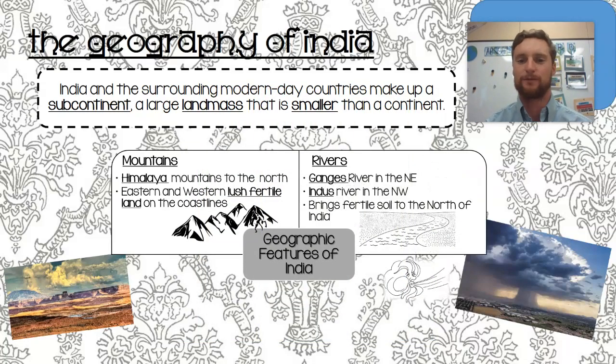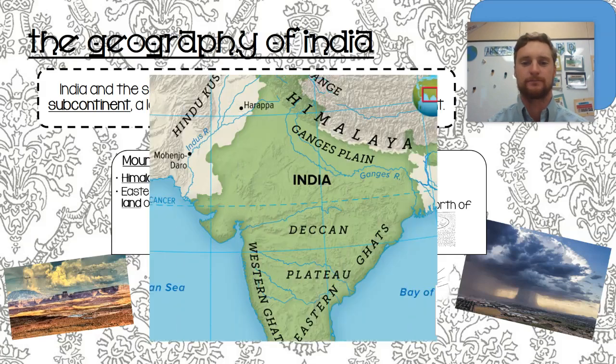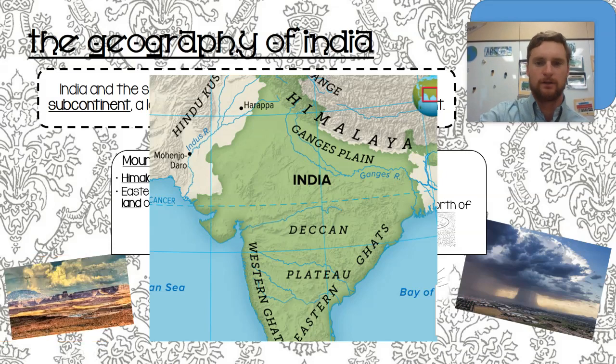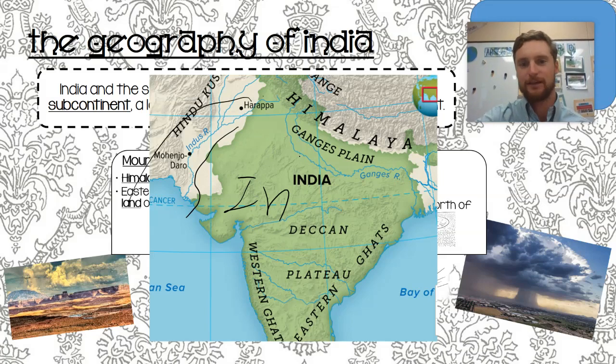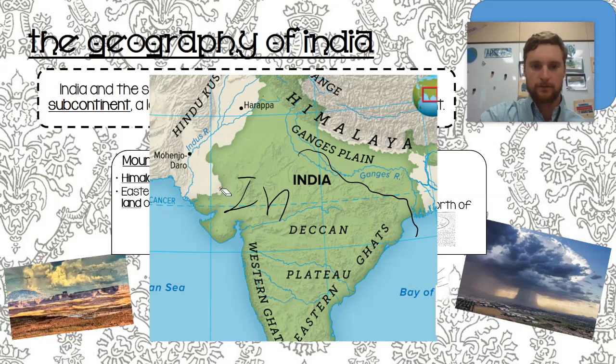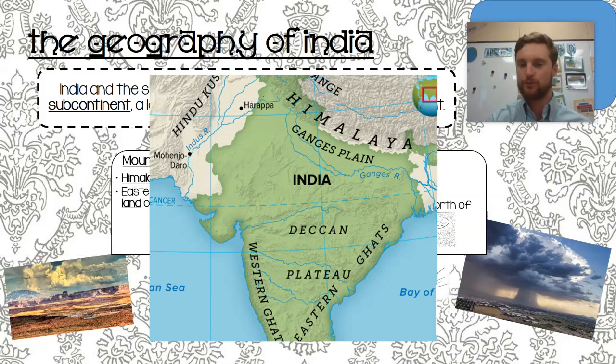Now we also have some rivers. We have the Ganges River in the northeast and the Indus River in the northwest, which brings fertile soil to the north of India. Now right there, we have the Indus River in India, and we have the Ganges River right there. So those are the two rivers that we have in India.